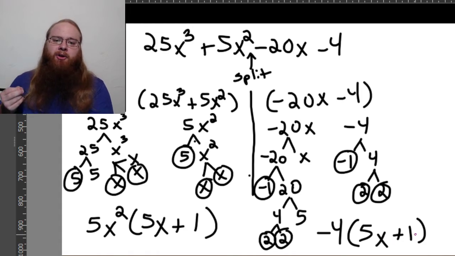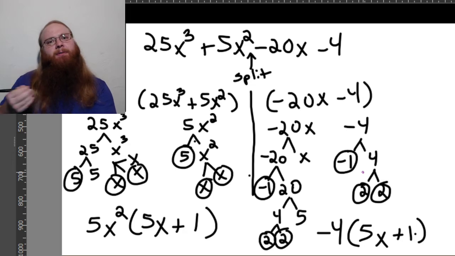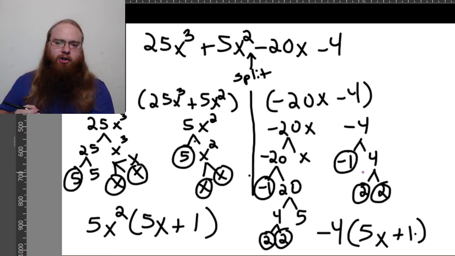Now, you notice something between our two answers here, or at least I hope you do. They both have the binomial 5x plus 1 in them. That means you are doing it correctly. If you were to get different binomials here, that means maybe you factored something out wrong. Go back and check your work. Otherwise, we're going to go ahead and continue here.